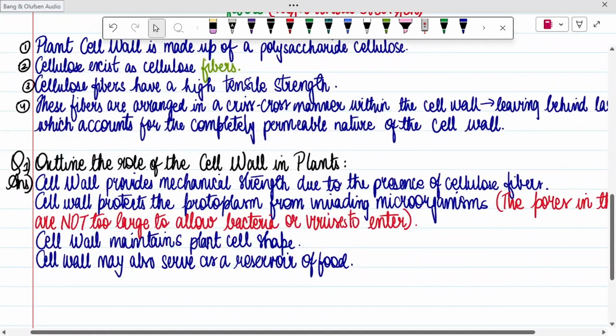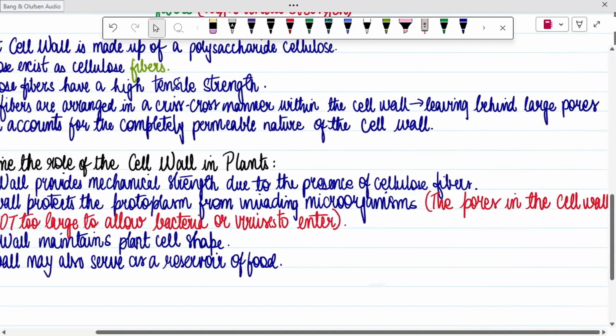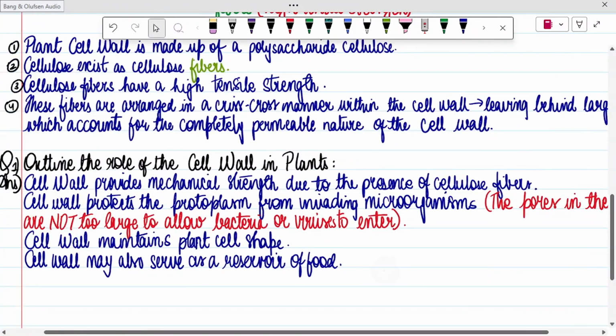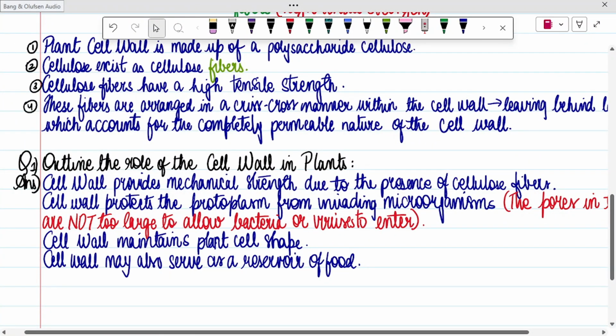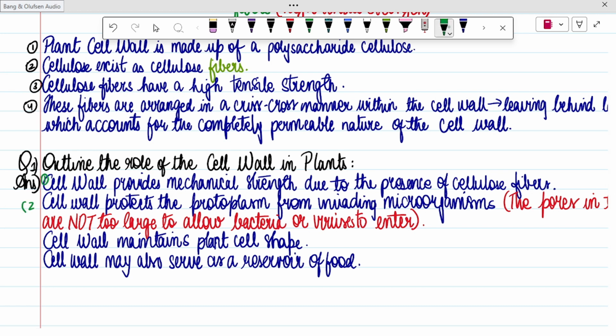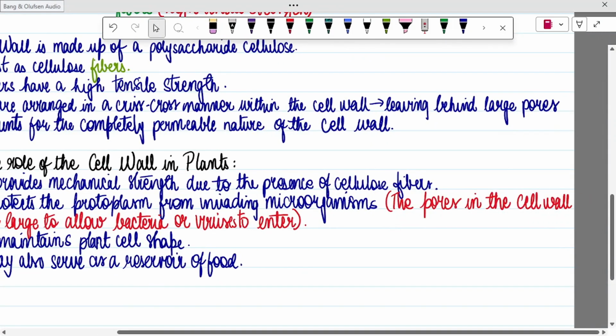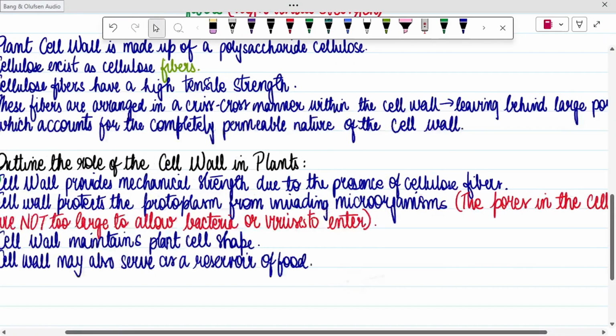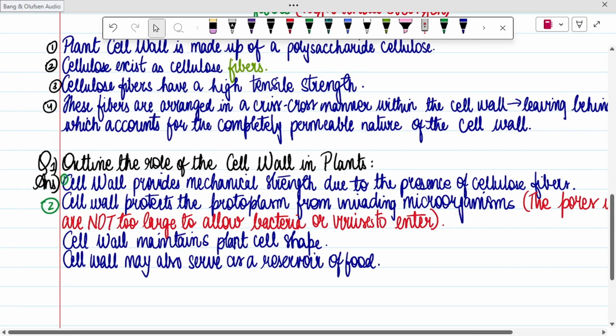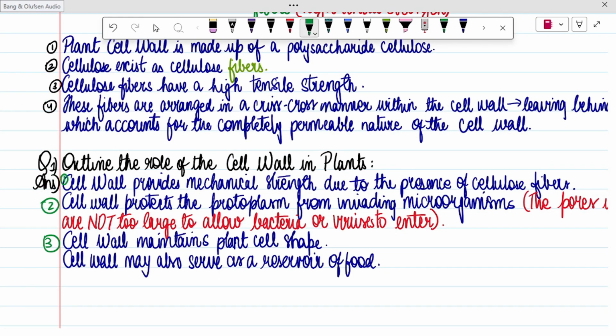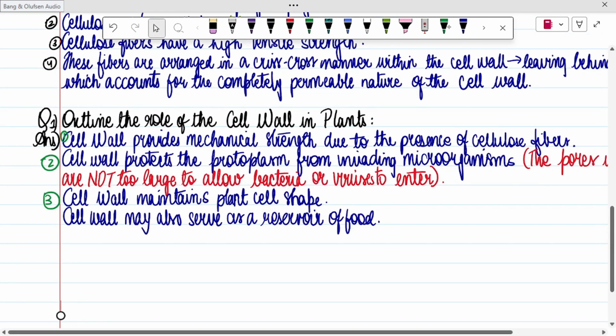Now outline the role of cell wall in plants. They can ask you this question in CI. So आप क्या क्या लिखोगे pointers? Cell wall provides mechanical strength due to the presence of cellulose fiber. So this is point number 1. Cell wall protects the protoplasm from invading microorganisms. Why is that so? The pores in the cell wall are not too large to allow bacteria or viruses to enter. Here, cell wall maintains the plant cell shape. And lastly, cell wall may also serve as a reservoir of food.